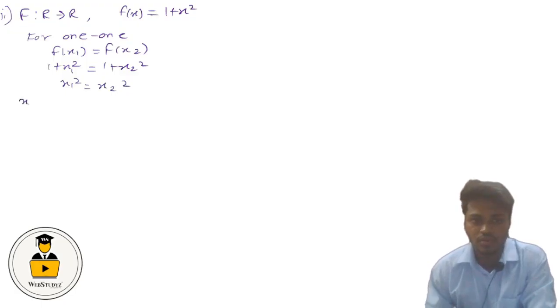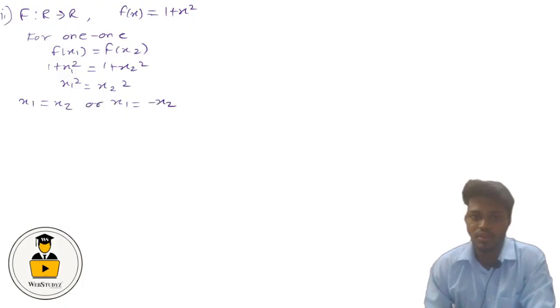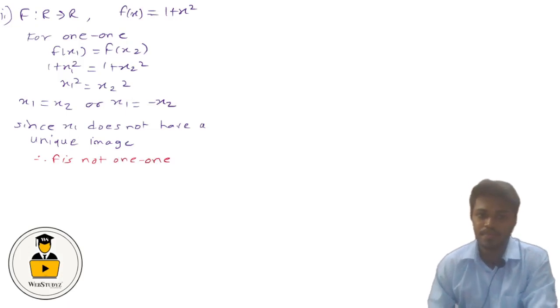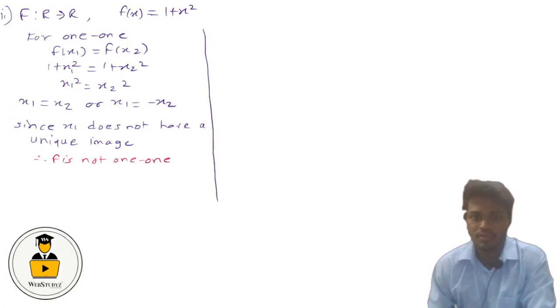If we take square root on both sides, x1 equals x2 or x1 equals minus x2. Now x belongs to real numbers, so it can take positive as well as negative values. So we can say that since x1 does not have a unique image, because of this f is not a one-one function.